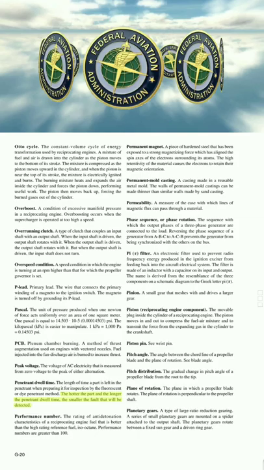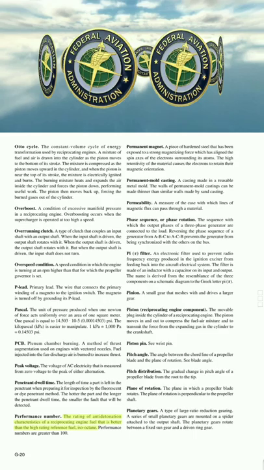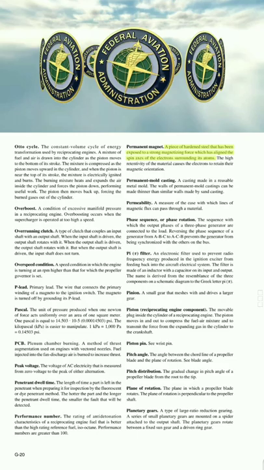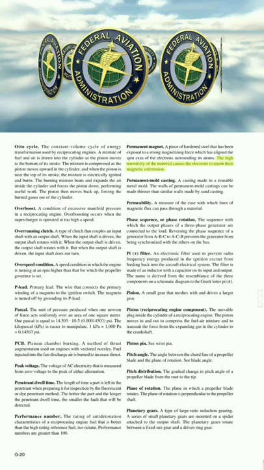Performance number. The rating of anti-detonation characteristics of a reciprocating engine fuel that is better than the high rating reference fuel, isooctane. Performance numbers are greater than 100. Permanent magnet. A piece of hardened steel that has been exposed to a strong magnetizing force which has aligned the spin axis of the electrons surrounding its atoms. The high retentivity of the material causes the electrons to retain their magnetic orientation.